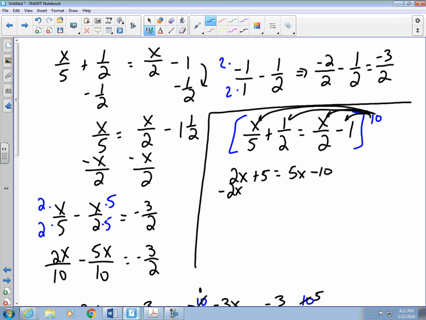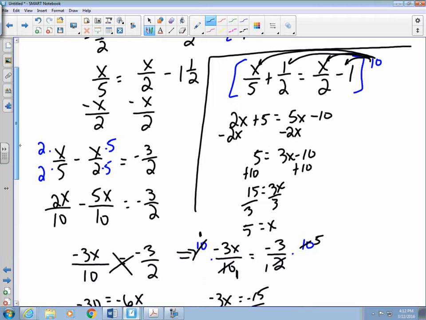Combine the like terms on both sides to make it a two-step equation. Get rid of the constant, and then divide, and then there's your 5 again. And it took up half the work. So you can choose how you want to tackle those problems.